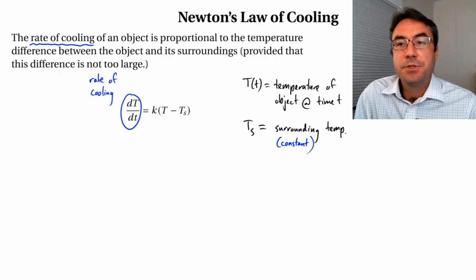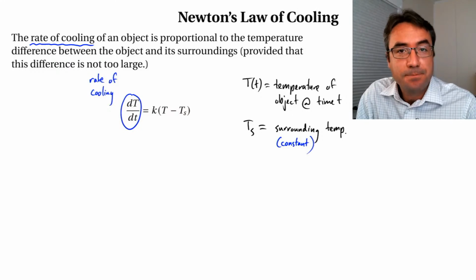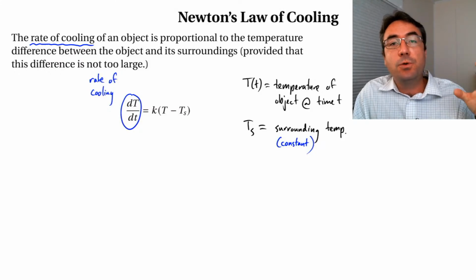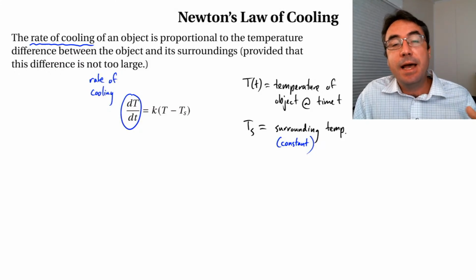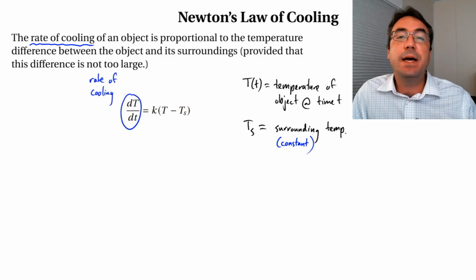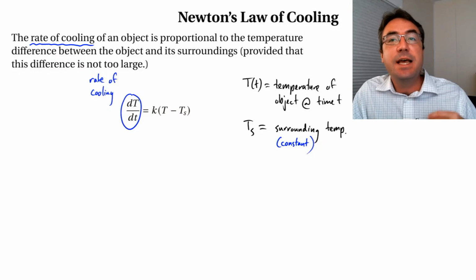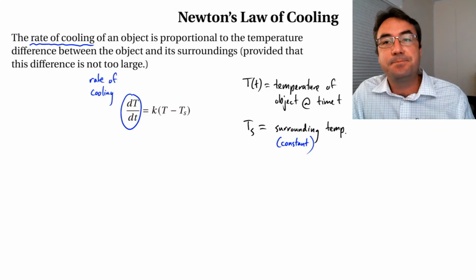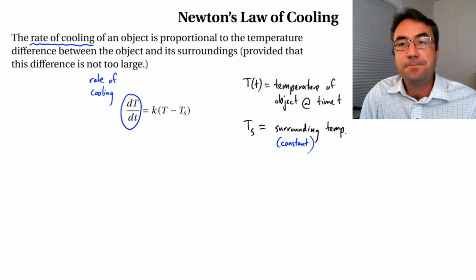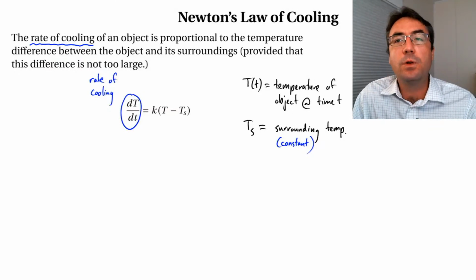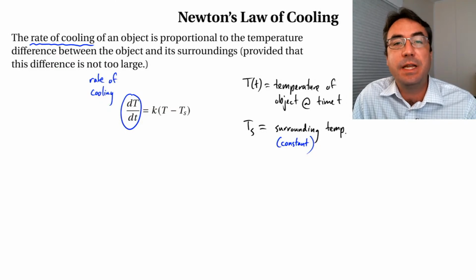All right, so just a little bit of the notation there. Capital T is representing the temperature of the object that's cooling down, so it's a function of time. And capital T sub S is the temperature of our surroundings. That's kept constant.